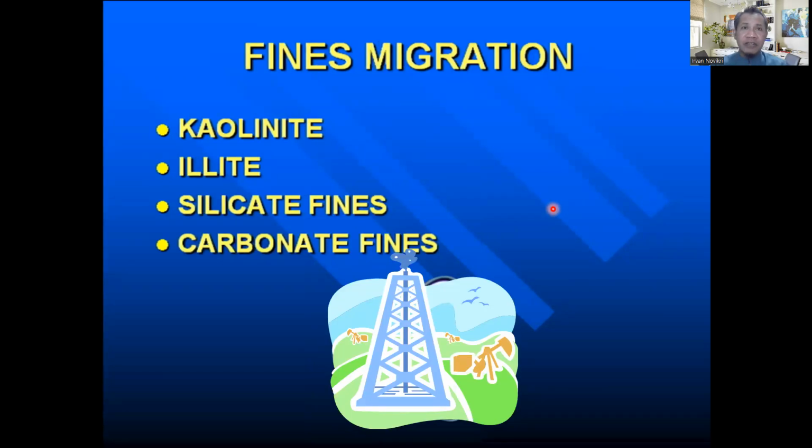In the context of reservoir quality and fluid sensitivity, fine migration again refers to the movement of fine particles within the rock formation. Kaolinite, illite, silicate fines, and also sometimes carbonate fines are common types of particles that can contribute to the fines migration issue, potentially affecting the flow of fluid in the reservoir.